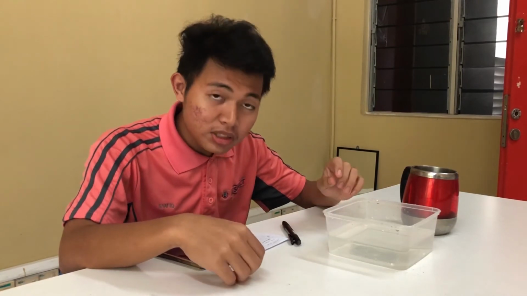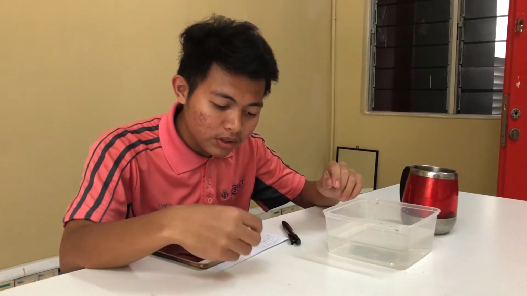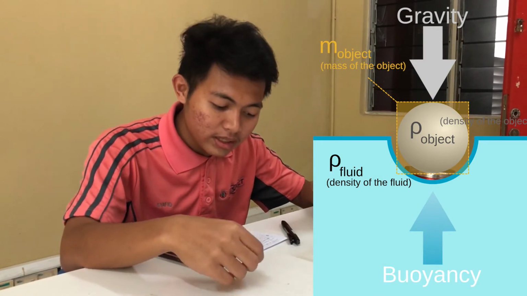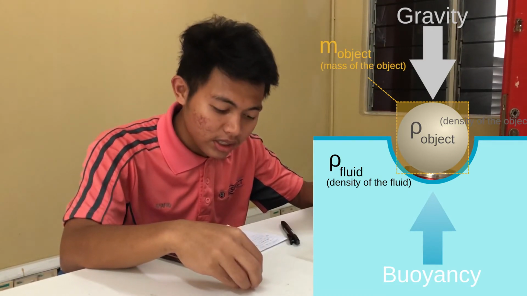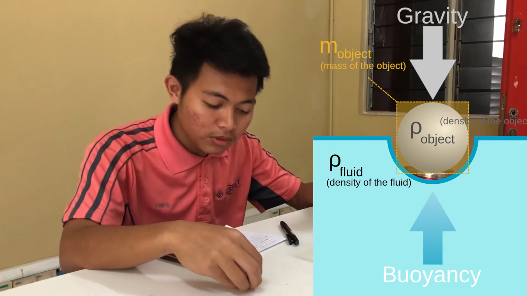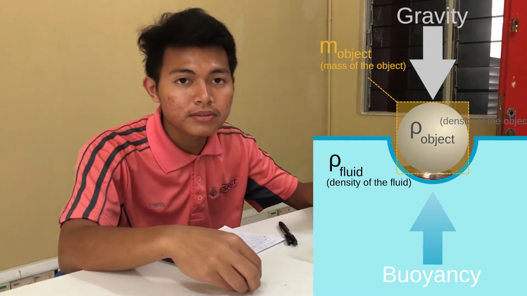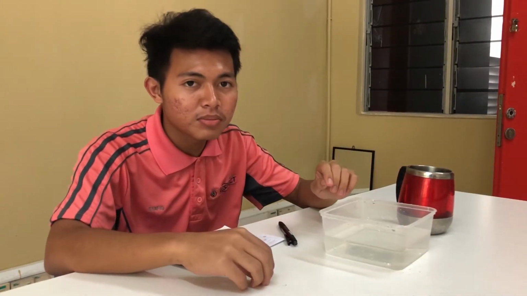The Archimedes principle states that the upward buoyant force exerted on a body immersed in a fluid, whether fully or partially submerged, is equal to the weight of fluid the body displaces and acts in the upward direction at the center of mass. That is the long definition of Archimedes principle.